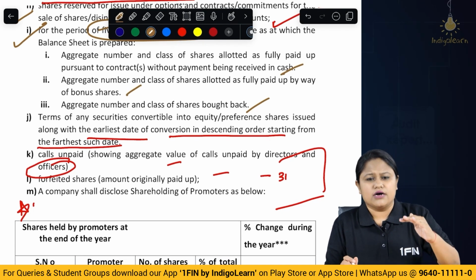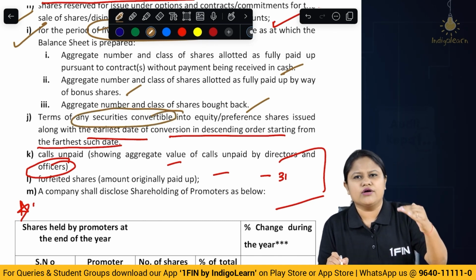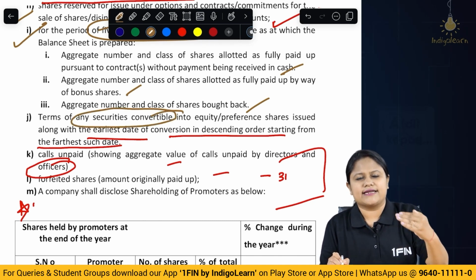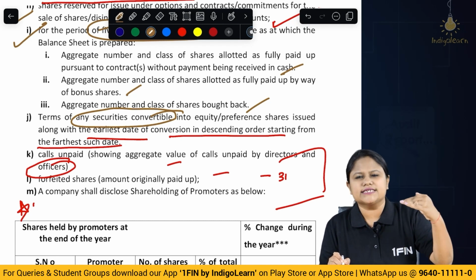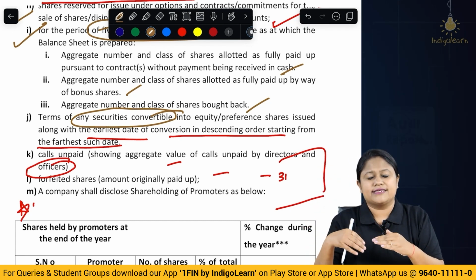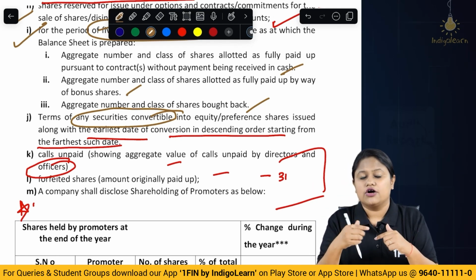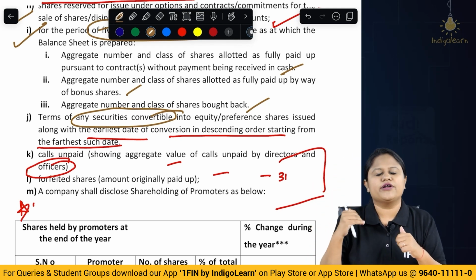Then when you talk about any securities convertible, whether it is a debenture convertible into equity or convertible preference shares, write the terms and also the earliest date of conversion, keeping that in mind, in descending order. You are going to write in descending order, so the farthest will come first, keeping in mind the conversion dates. The last will come first, like that you have to keep on recording it.